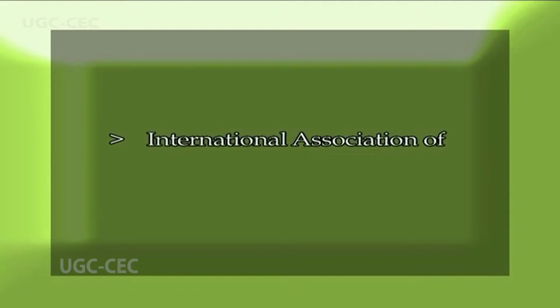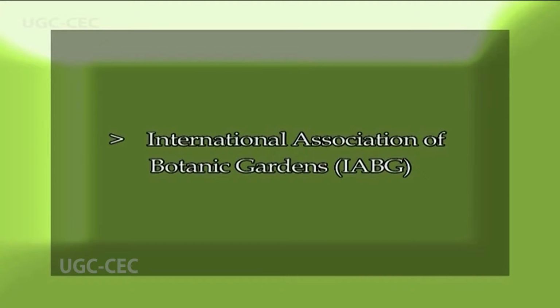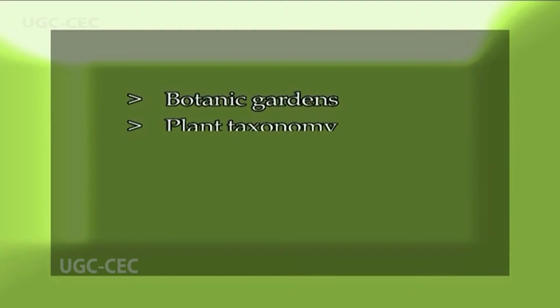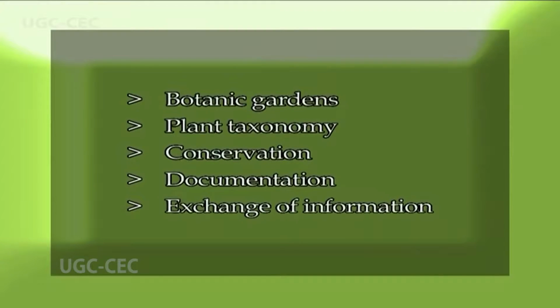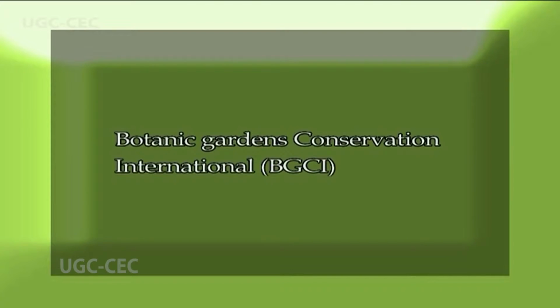As regards existing botanic garden networks, the two major network organizations operating worldwide are: number 1, International Association of Botanical Gardens, IABG, formed in 1954 with the ultimate aims of promoting international cooperation between botanic gardens, plant taxonomy, conservation, documentation and exchange of information, and number 2, Botanic Gardens Conservation International, BGCI, founded by the International Union for Conservation of Nature in 1987.